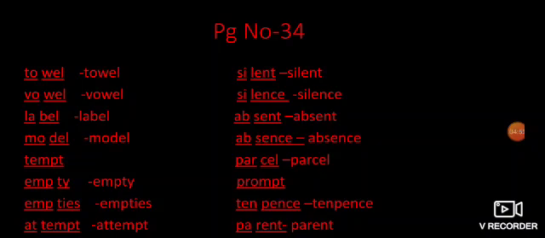Okay, now the next word is parcel. P-A-R, par, C-E-L, cel, parcel. We know it's a thing which is wrapped up so that we can send it by post to somewhere. That is called parcel.